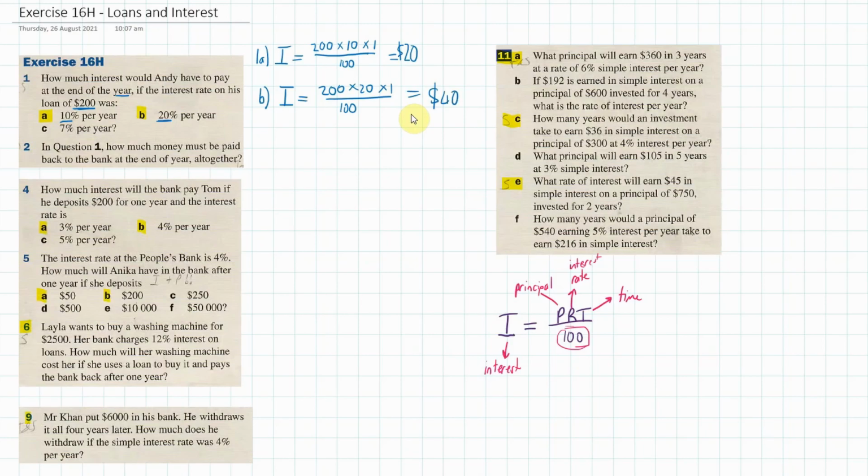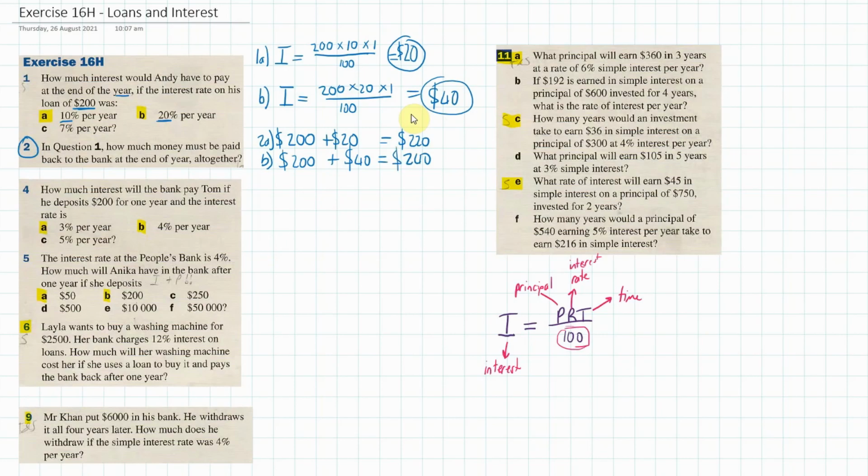Now, in question 2, in question 1, how much money will be paid back to the bank at the end of the year altogether? Now, in other words, what does he owe? Well, for part A, he owes his original $200 that he borrowed, because that was the bank's money that he borrowed, plus the amount of interest that we found. So it's going to be $220. And for B, it'll be the original $200 that he borrowed from the bank, plus the amount of interest that he was charged, so he would have to pay $240 back.